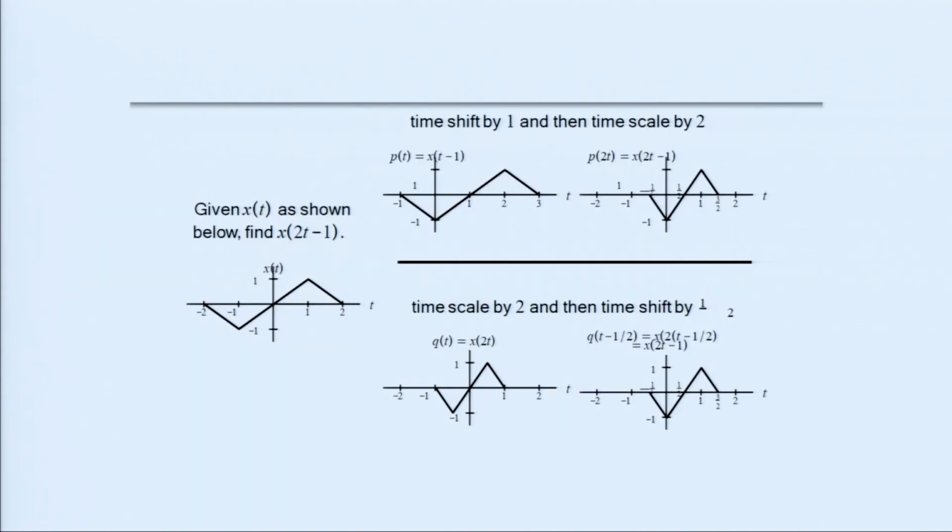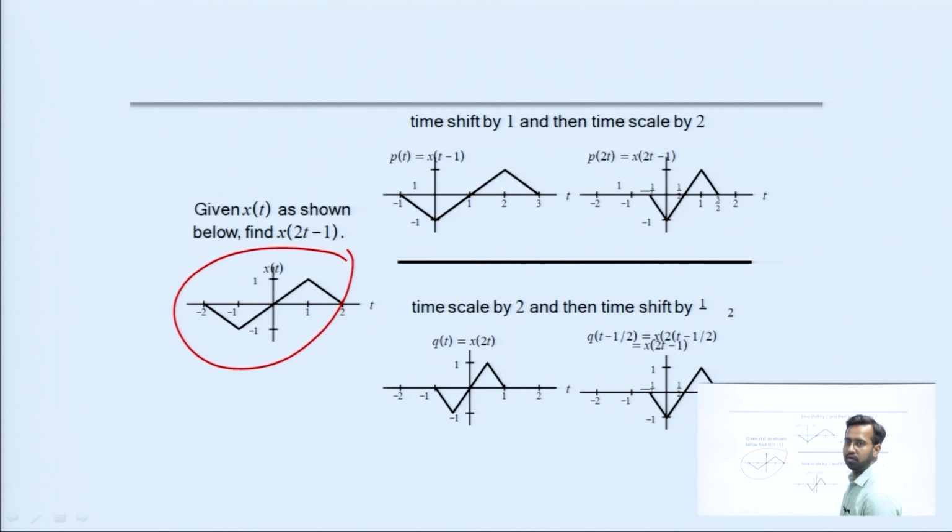See, this is another example. This is the basic signal x(t). Now suppose I want you to tell me the type of this signal. This signal is symmetric about the origin, so this is an example of what? An odd signal.